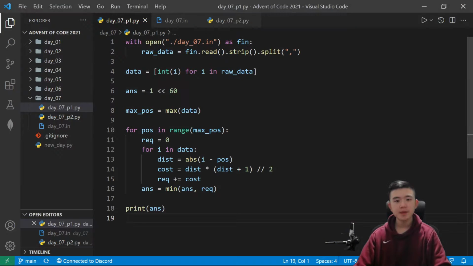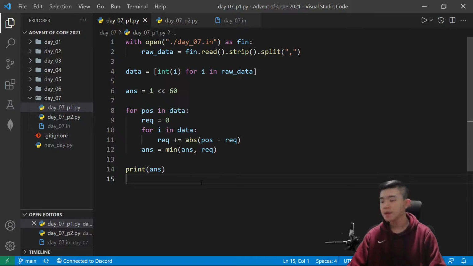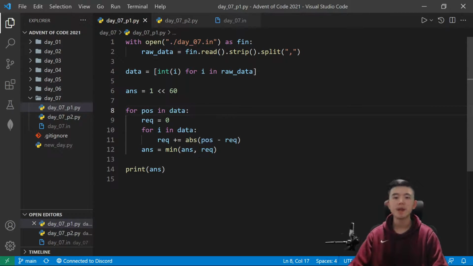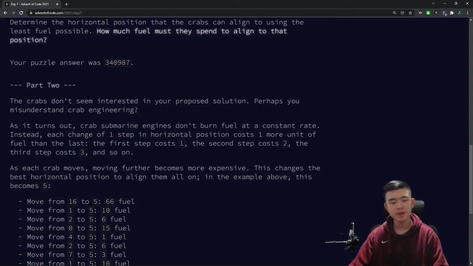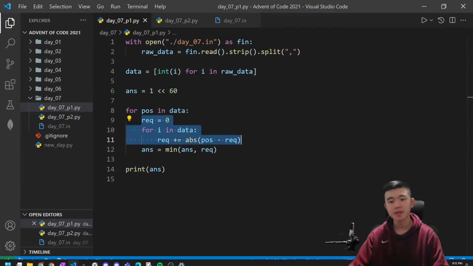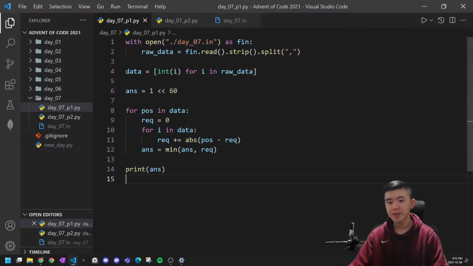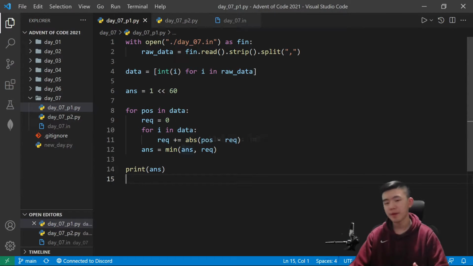So basically what we do is we just read in all of the positions of all the crabs, and then we loop through every single position. Wait, hang on. Oh, I did these in the same file. That's bad. Yeah, so the idea is we go through every single possible position for the crabs to relocate, and then we compute the required cost, so the total amount of fuel that all of them have to use to get to that location, and then we simply sum it together and find the minimum of all those values.